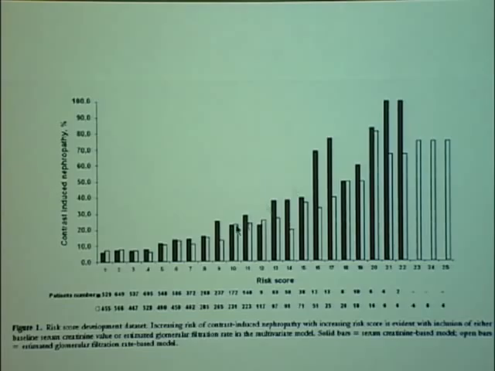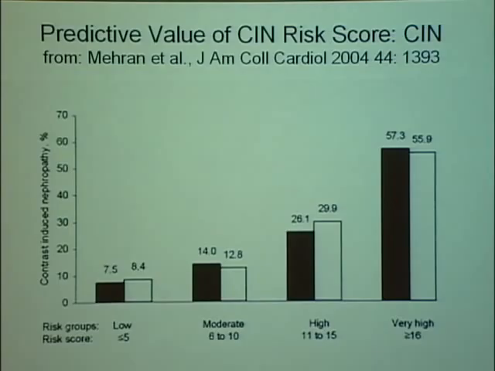But this is also not linear. This appears to be a logarithmic sort of scale, so it increases more dramatically the higher the score gets. These risk factors are not simply additive. They are more than additive.